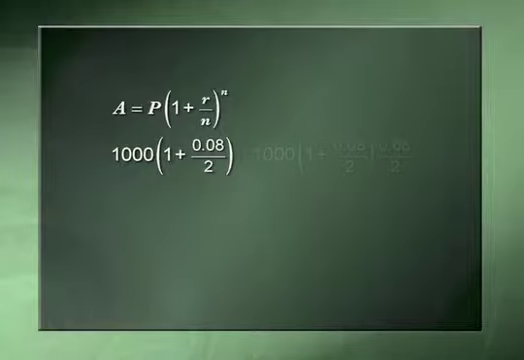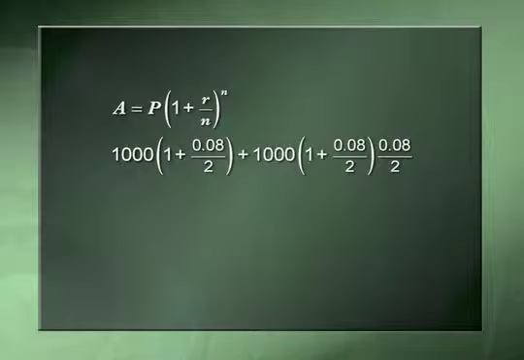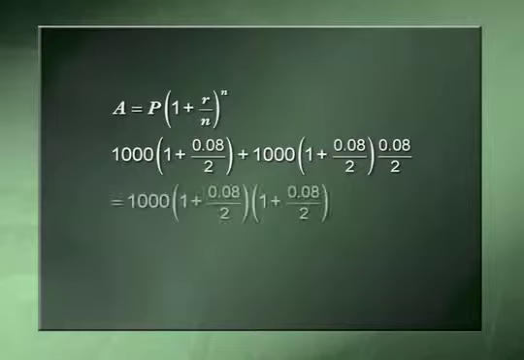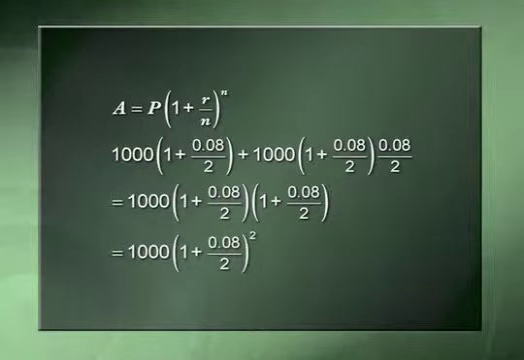Well, how much interest do you earn? It's that amount times the interest rate. So it's 1,000 times 1 plus 0.08 over 2 times the interest rate, which is not 8, but rather 4, 0.08 divided by 2. And now factor again. Factor out the 1,000 times 1 plus 0.08 over 2, and you're left with 1 plus 0.08 over 2, and then you can compactify that into 1,000 times 1 plus 0.08 over 2 quantity squared. And that was the original formula.